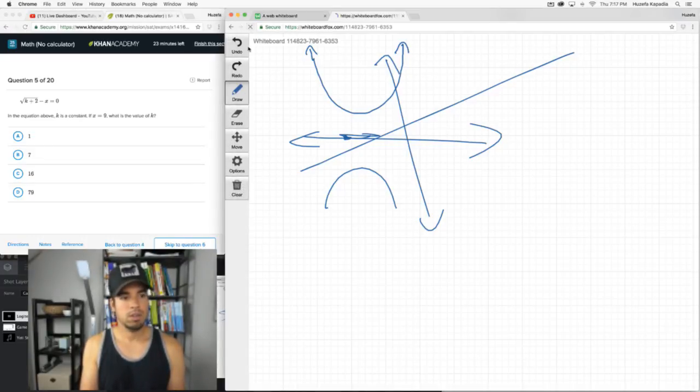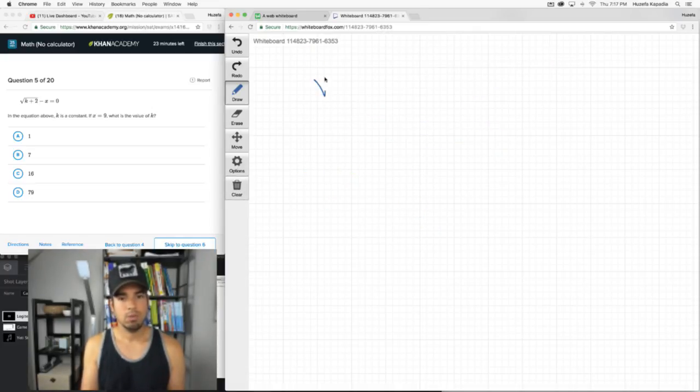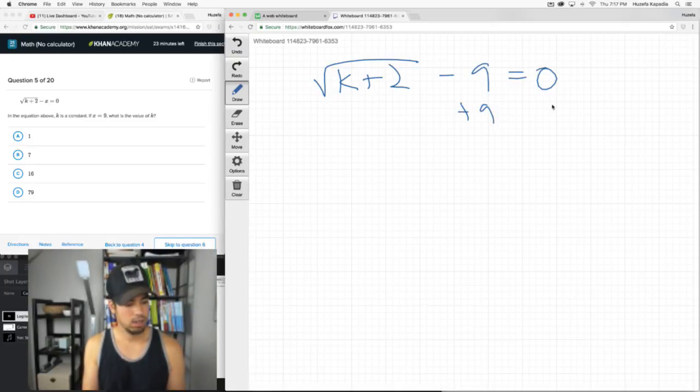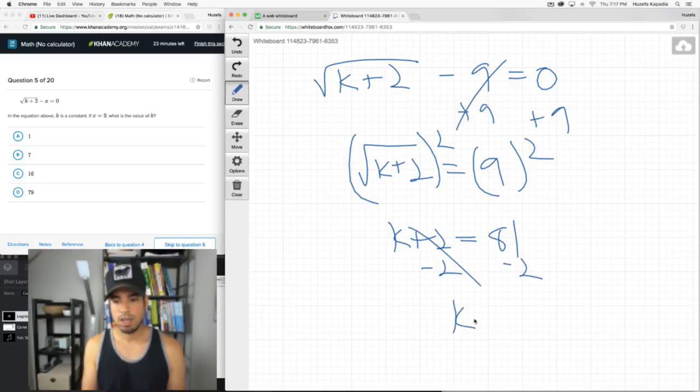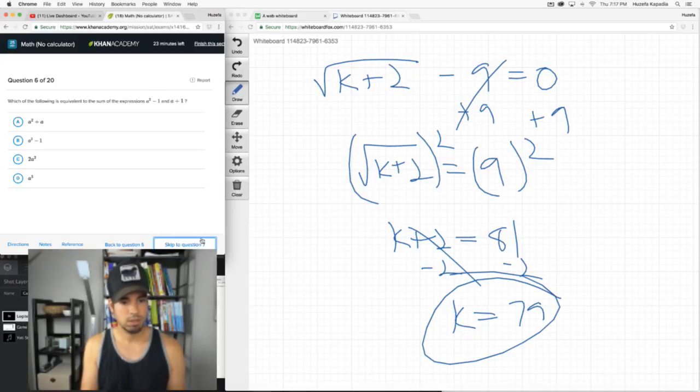Here we go. Next one: the square root of k plus 2. They said if x equals 9, what is the value of k? Right off the bat, let's plug in 9 for x and solve for k. Add 9 to both sides. We got the square root of k plus 2 equals 9. Square both sides to get rid of that square root. k plus 2 equals 81. Minus 2, minus 2. k equals 79. Next.